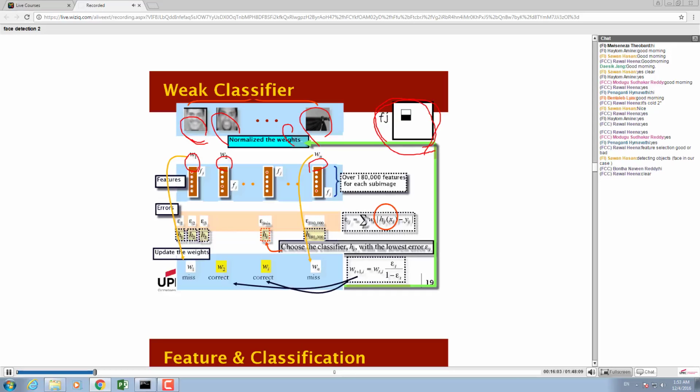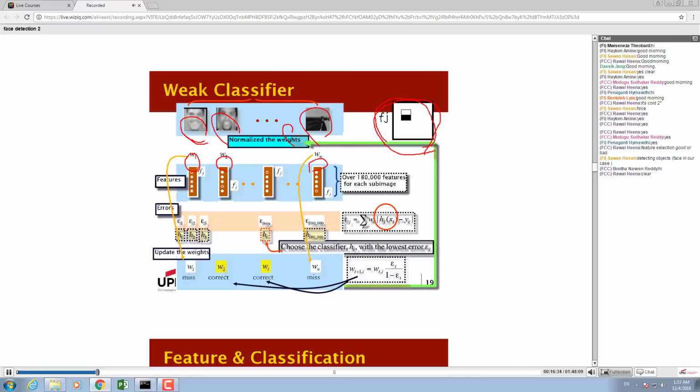More important, every sample has its corresponding weight, and in the beginning, they start with the same value. It's not random. Sometimes training algorithms, like neural networks, start with some random value, but in this case, we are setting the same value and normalizing the weight.